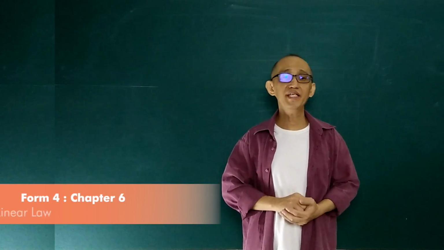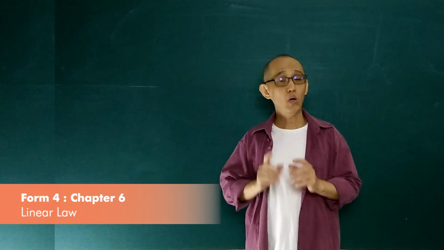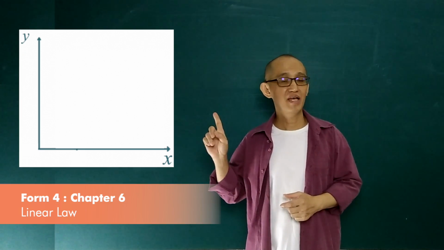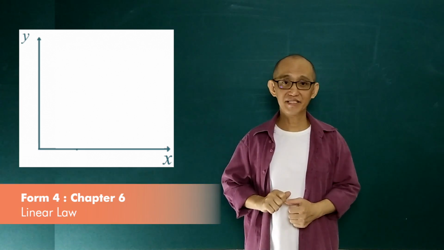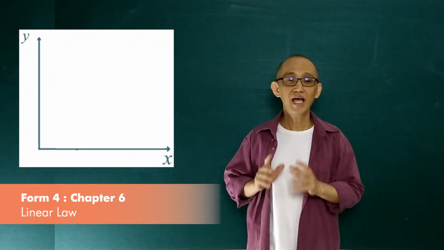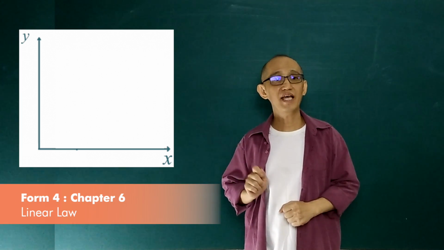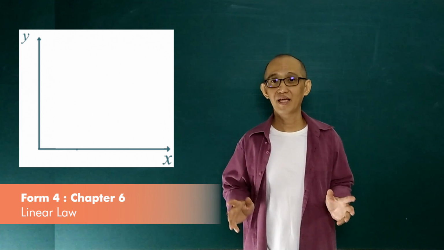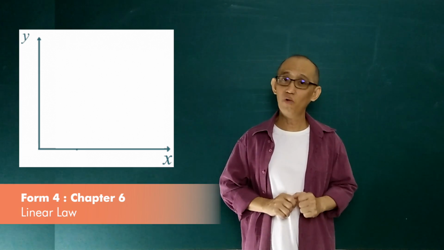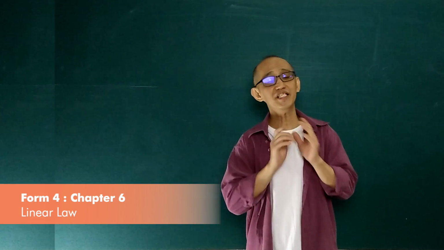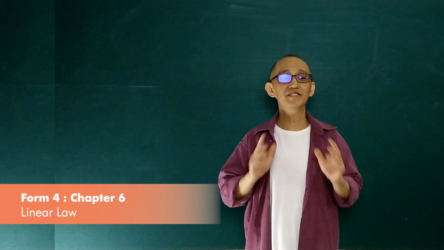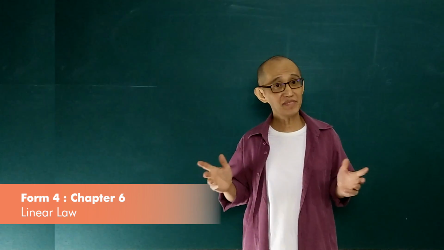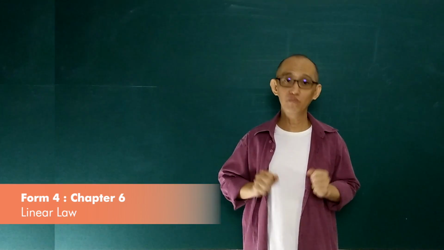Last lesson, we have learned that although usually the vertical axis is y and the horizontal axis is x, actually the vertical axis and the horizontal axis can be something else instead of x and y. The question is, why do we want to make the vertical axis and the horizontal axis into something else instead of x and y?